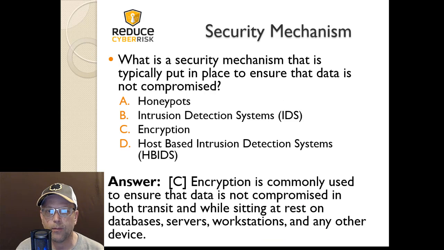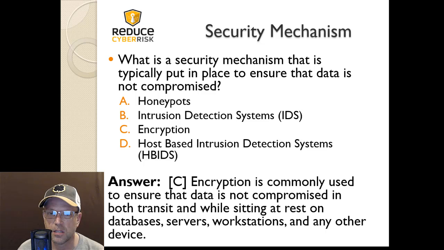So, as we're talking about the questions, what is a security mechanism that is typically put in place to ensure that data is not compromised? Okay, so what do we do on this? A is a honeypot. B, intrusion detection system, otherwise known as IDSs. C, encryption. Or D, host-based intrusion detection system, or HIDS. You just call them HIDS, is kind of what they've been typically talked at. But those are the 4 different options: honeypots, intrusion detection, encryption, or host-based intrusion detection systems.